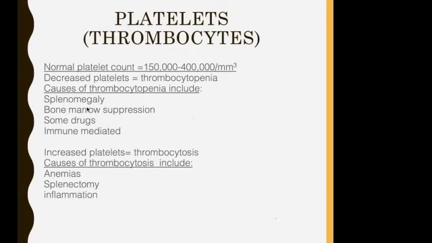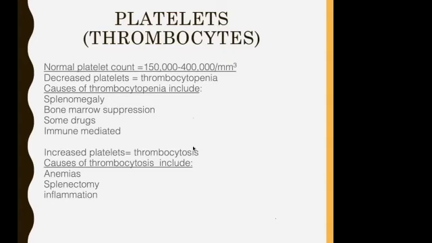Patients who have splenomegaly, especially if they have hypersplenism. The spleen serves to kill off the older RBCs and older blood cells. If you have splenomegaly and hypersplenism, you're going to kill off a lot of the cells within your blood, and you're going to consume your platelets, so you're going to have lower platelet counts in your CBC. If a patient has bone marrow suppression, it makes sense that they're not going to be producing platelets. Some drugs cause thrombocytopenia. Sometimes it's immune mediated, where your body attacks the platelets.